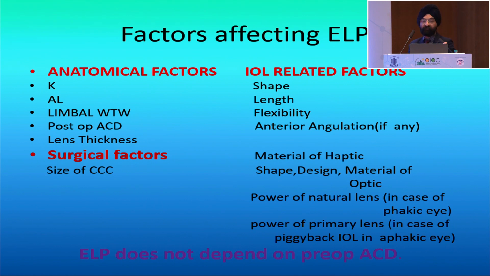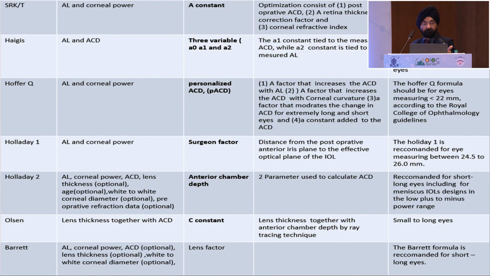So let's classify the factors which affect effective lens position. There are anatomical factors, which I've already elaborated upon. There are surgical factors, which include size of CCC. IOL-related factors are also important: shape, length, flexibility, angulation, then material of the haptic. So various formulas have various constants to take into account these factors which affect the effective lens position.